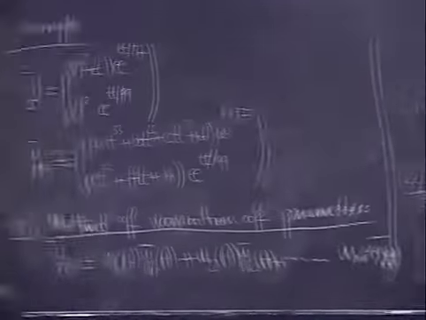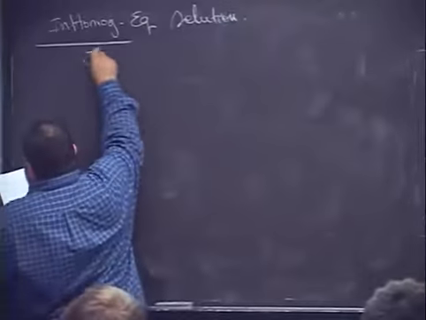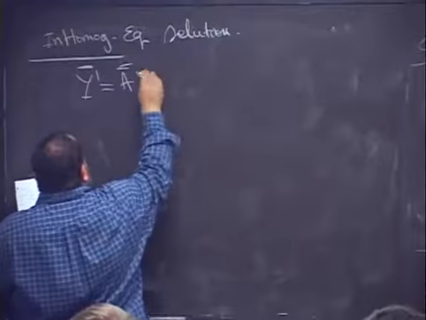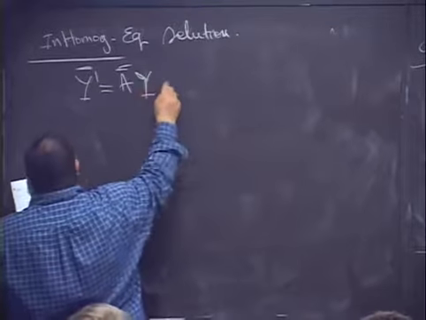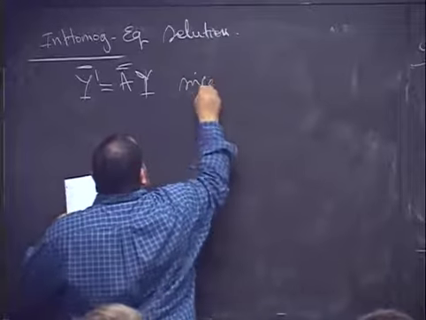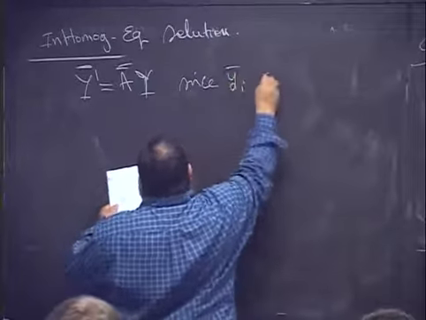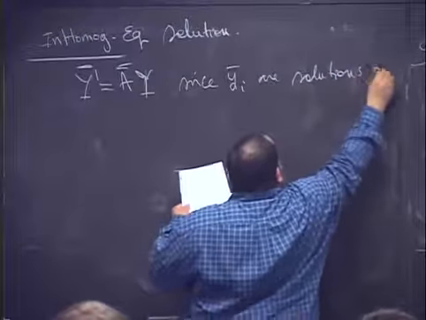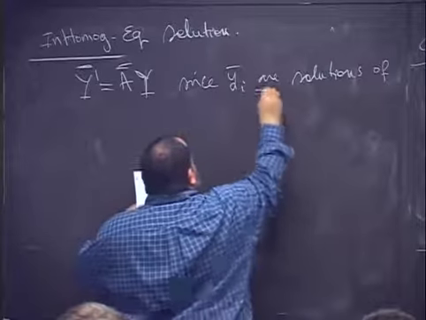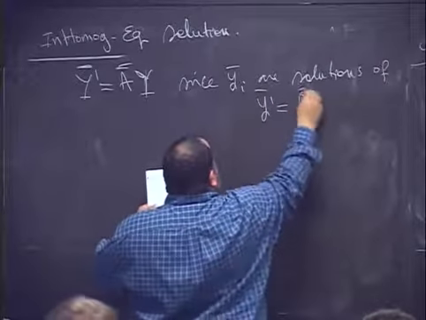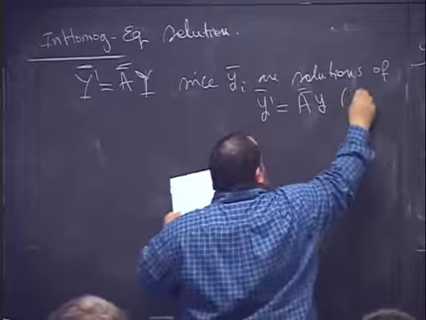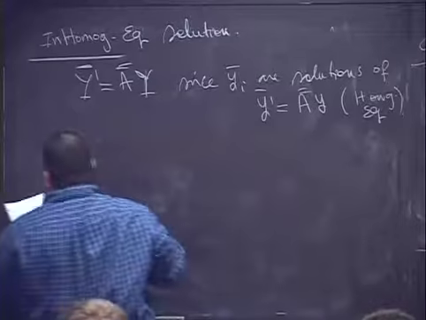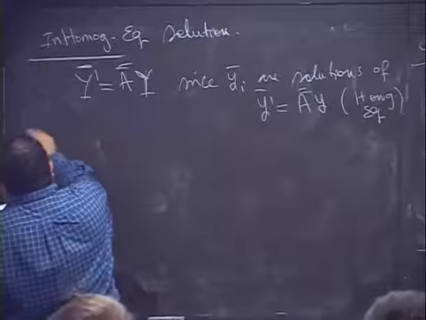So let me write it down here: Y prime equals A Y, and this holds since the Yi are solutions of Y prime equals A Y. This is the homogeneous equation.